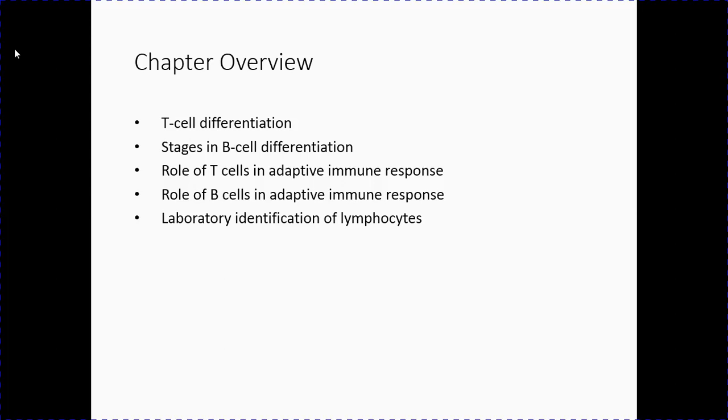Chapter 4, Adaptive Immunity, is going to be looking at the stages of differentiation of T and B cells, the roles of T and B cells in the adaptive immune response, and then really briefly a discussion of laboratory identification of lymphocytes. Believe it or not, in part one we're going to get through a review and a discussion about the adaptive immune system and through T cell differentiation, and part two we'll start with B cell differentiation forward.